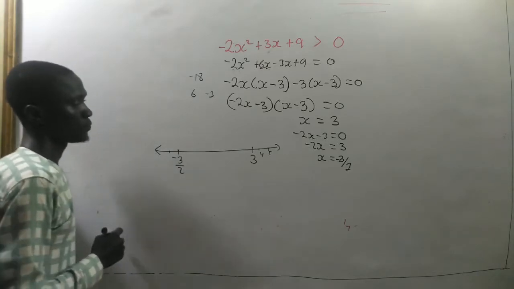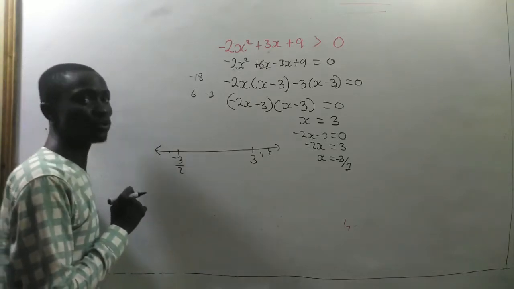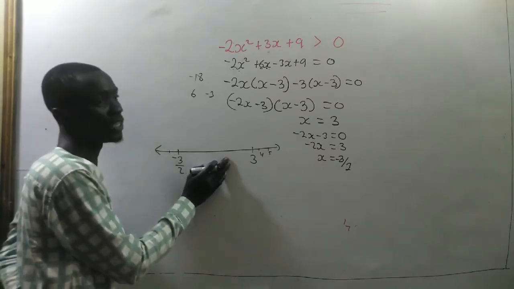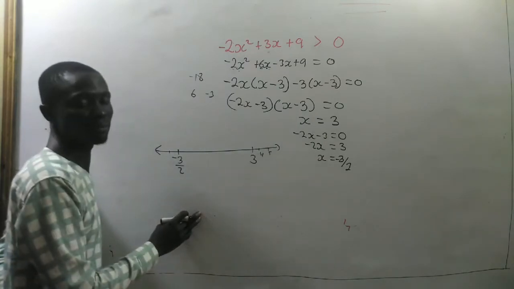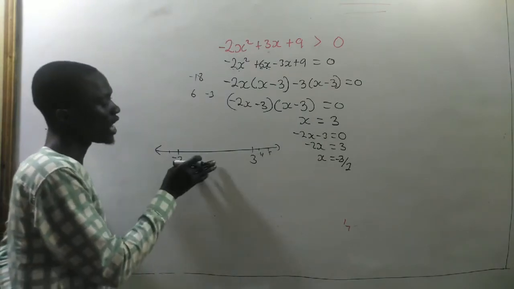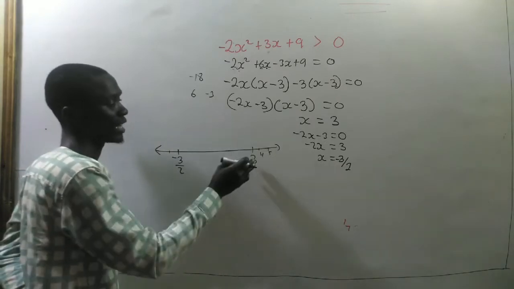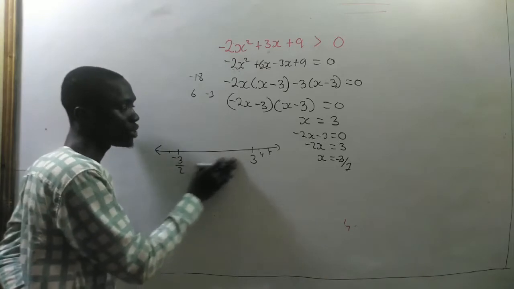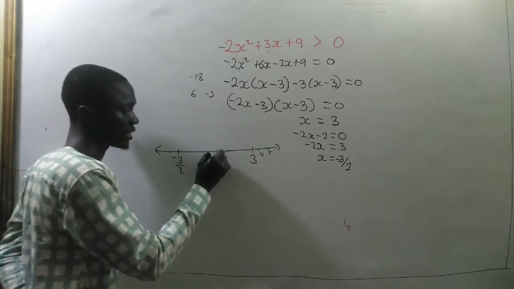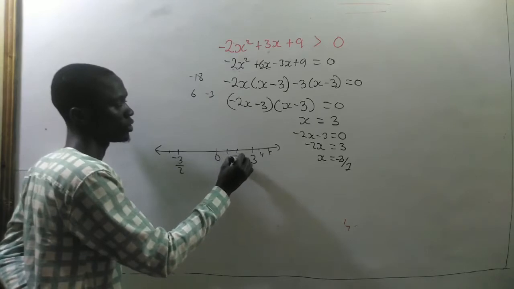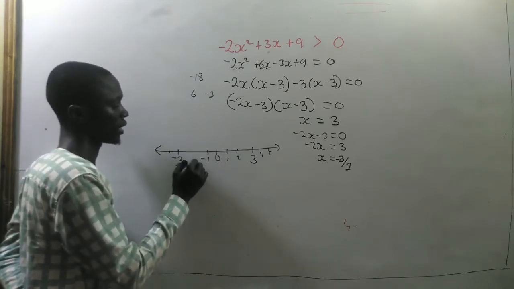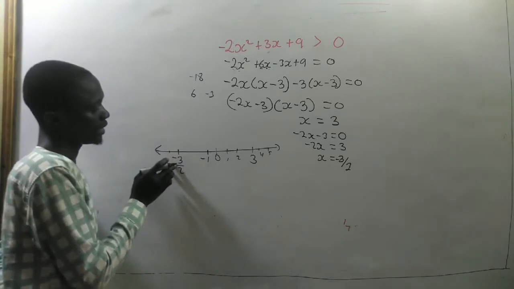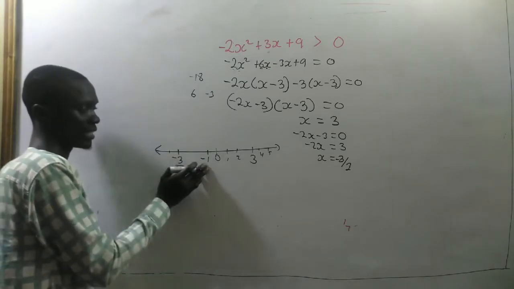Now, the best number for you to choose, if you have, is 0. And always you have 0. Whether you have it within the range or you have it outside the range. Whether you have it between the numbers or outside the numbers. So here between minus 3 on 2 and 3, we have 0 here. So let us test 0. You can test 1, you can test 2, you can test negative 1. Because this is negative 1.5. So you can test negative 1.